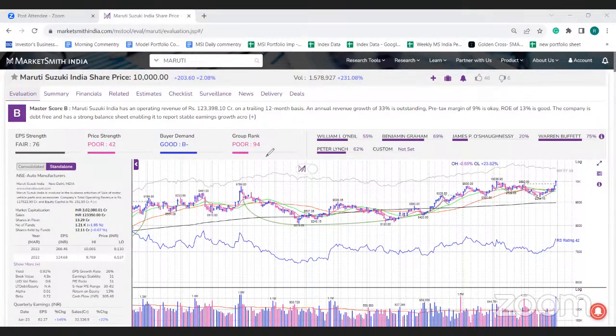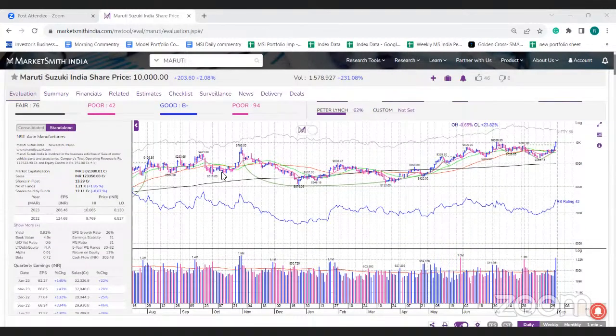But the ratings are not very good. If you look at RS strength, it is on the lower side at 42. The RS line is improving slightly, but there is still a long way to go. An RS rating of around 70 to 80 is considered good, but anything below 50, 40 is considered poor. So that is a major concern. And also the market structure is not very strong.